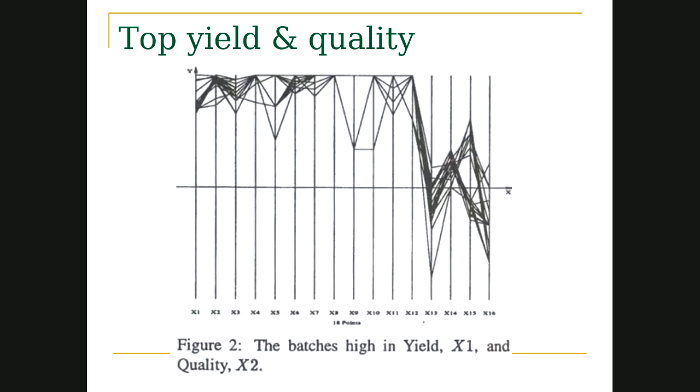Kind of going through it quickly. If you focus on top yield and quality, you get something weird going on here. They didn't like it. So that might not be the best way to find the batches that you want to go for.